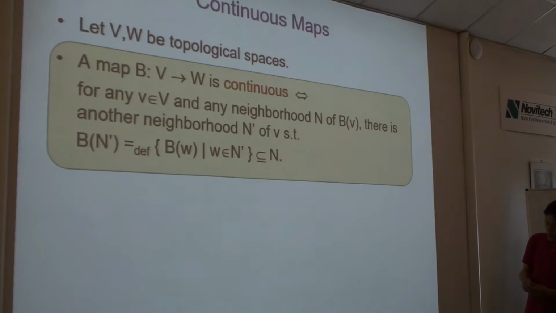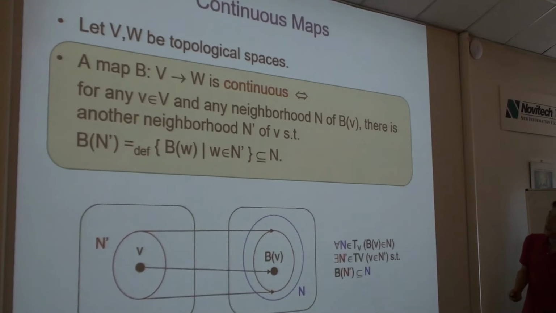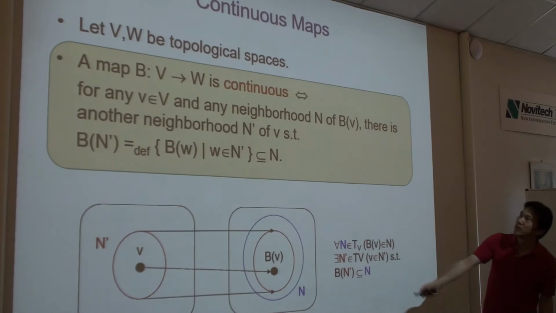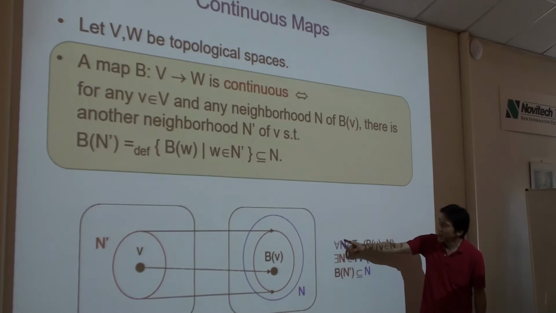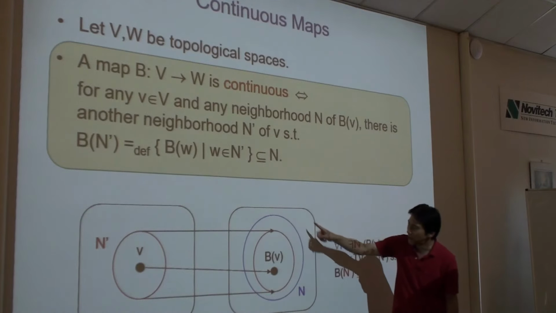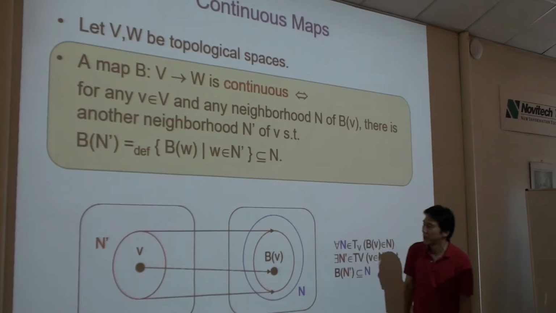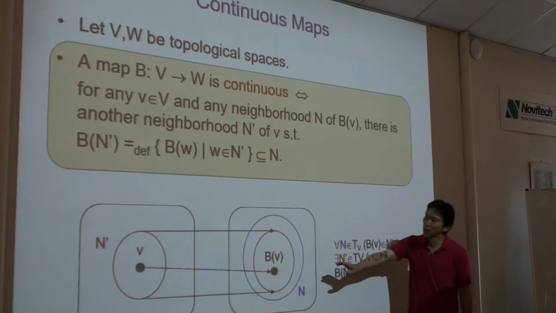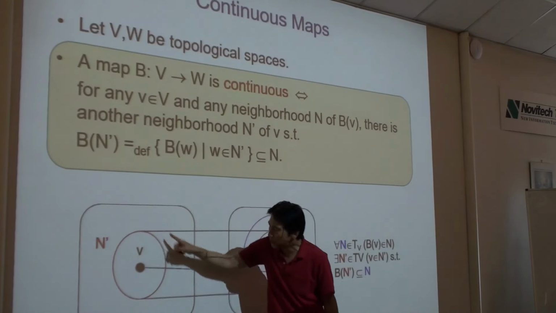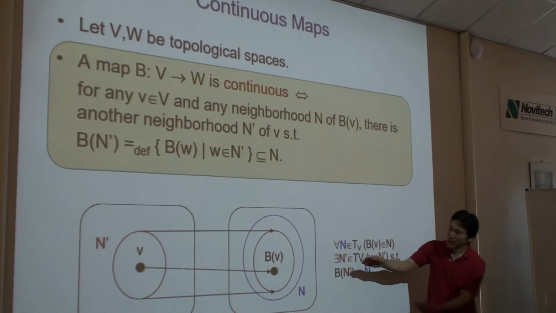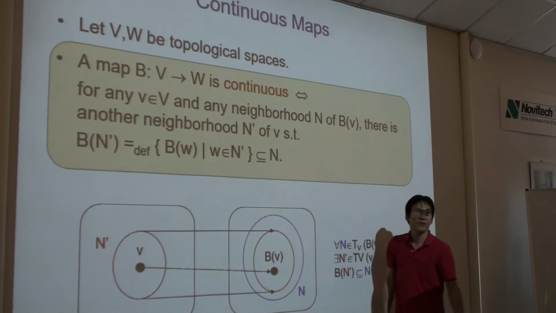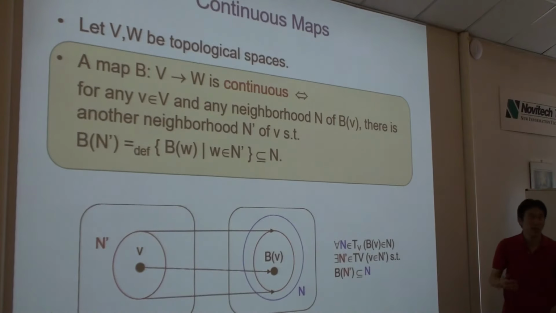Okay, so I go on to the definition of the continuous map. A map is called continuous if for any point and any neighborhood N, take any possible neighborhood of this particular point here, we can always find an N prime, an open set, that is mapped inside this N. So this is the definition of the continuous map.